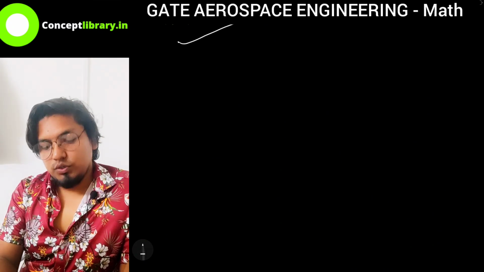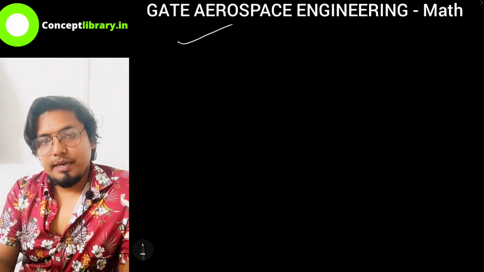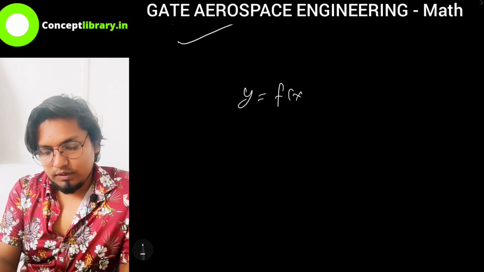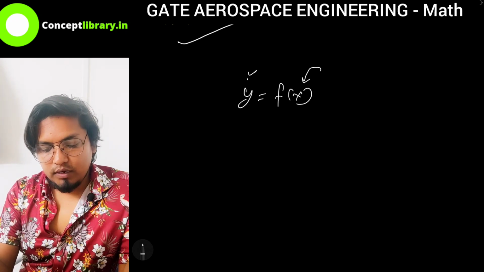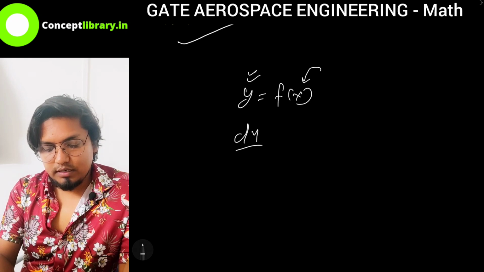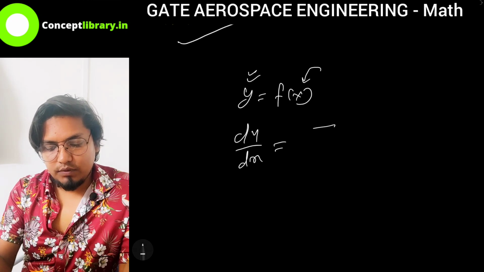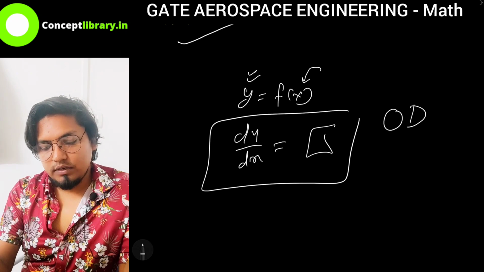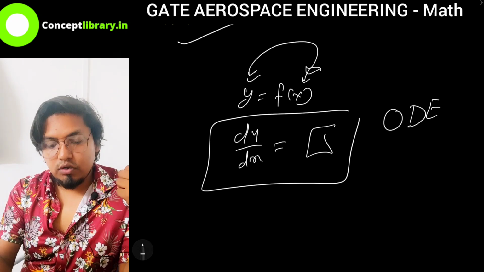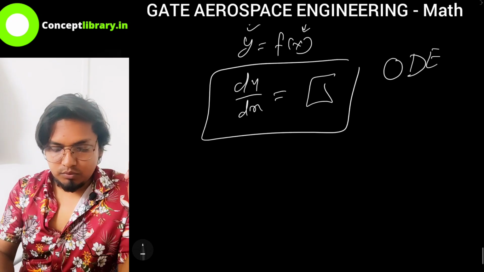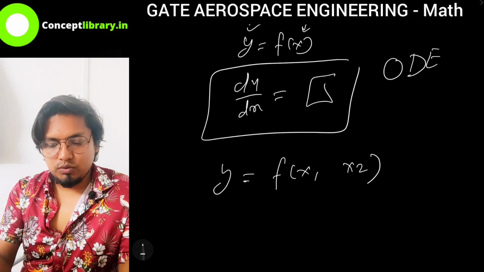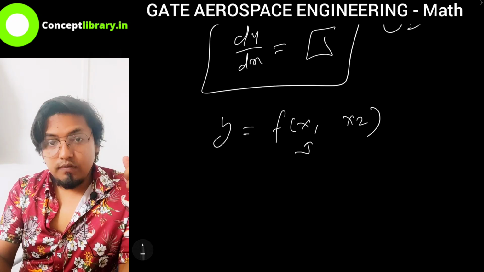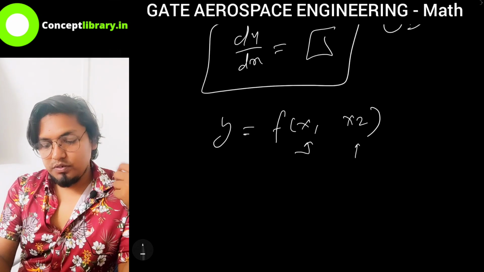One thing you understand here: suppose you have y equals f(x), so only one independent variable and one dependent variable. Here you will write dy by dx. Whatever equation comes, you will call it an ordinary differential equation, because y is a function of x only. But suppose y is a function of x1 and also x2. In that case if x1 changes, y will change, and if x2 changes, y will also change.